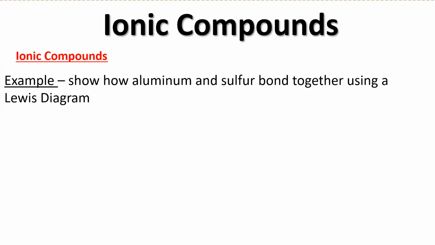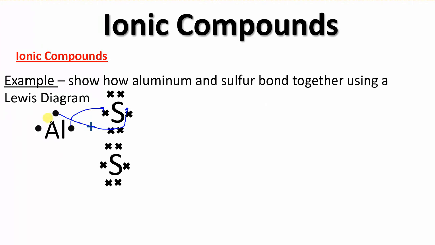Last one here, aluminum and sulfur. Aluminum has 3 and sulfur has 6. So this starts well. We can put that one there and that one there, per se. And then we'll add in another sulfur, and we can take aluminum's electron and put it there.